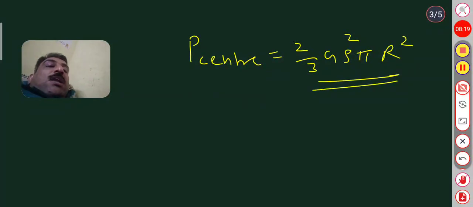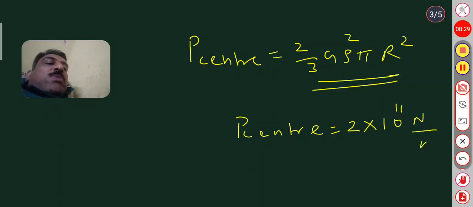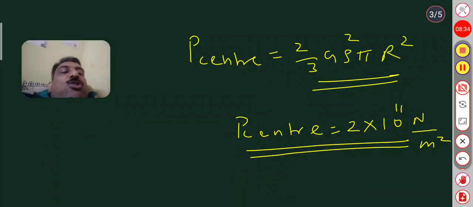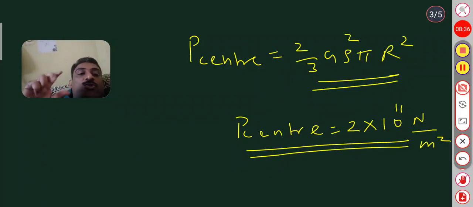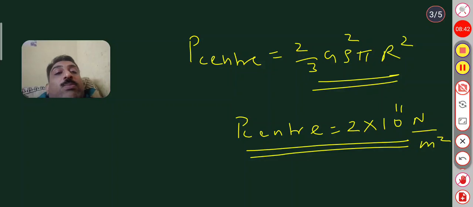When you calculate this, the pressure at the center comes out to be 2 into 10 to the power 11 Newton per meter square. So this is the pressure at the center of the earth. This is how we calculate the pressure at the center of the earth.